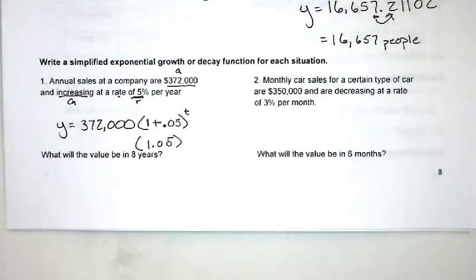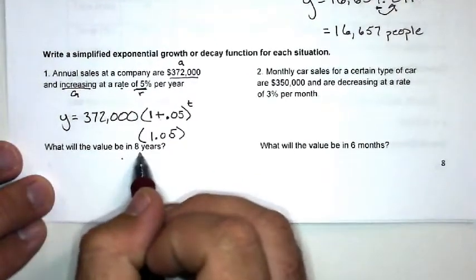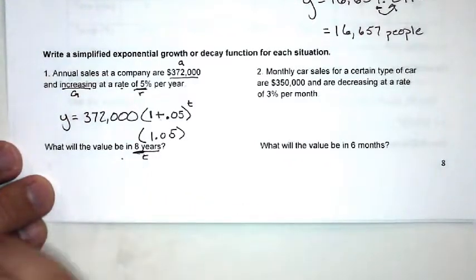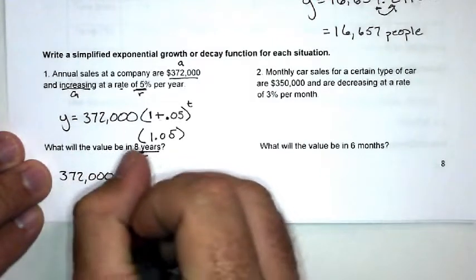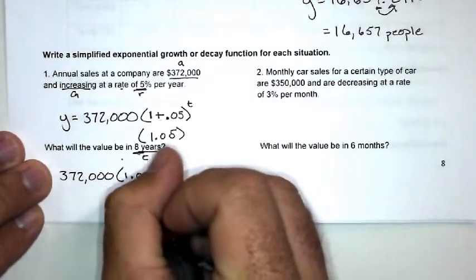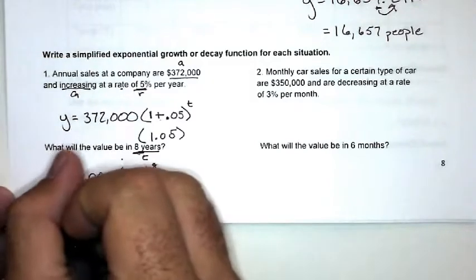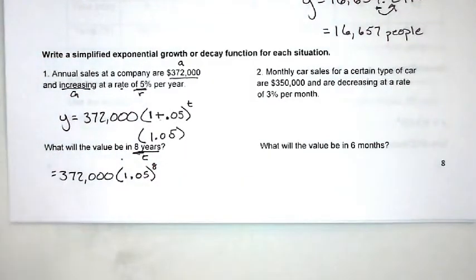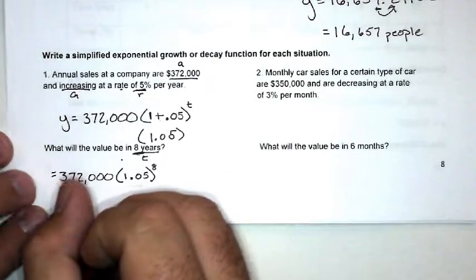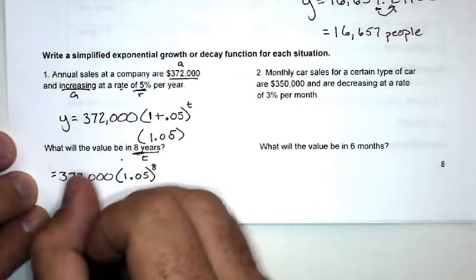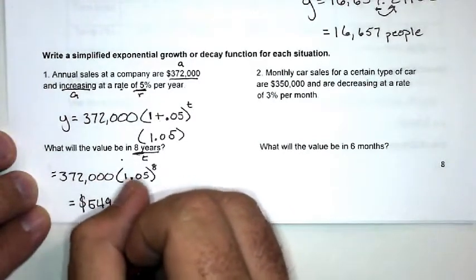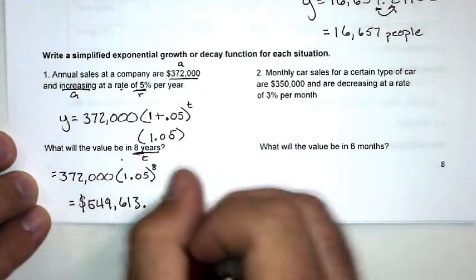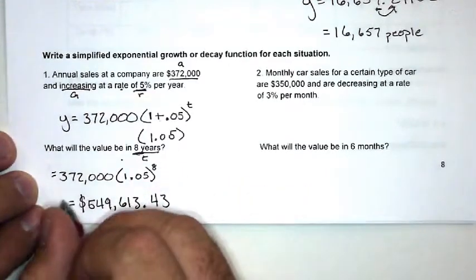Now I will answer the question. I have 8 years. That is my time. So I will take 372,000 times 1.05 raised to the power of 8. When we type that into the calculator, we get sales, which is money, $549,613.43, because money always goes to the hundreds place.